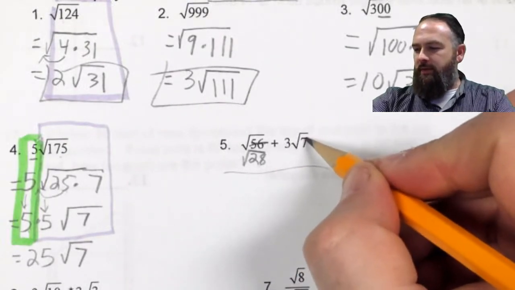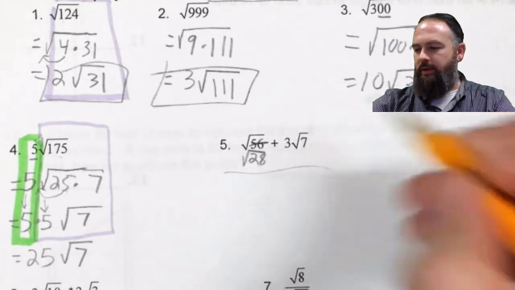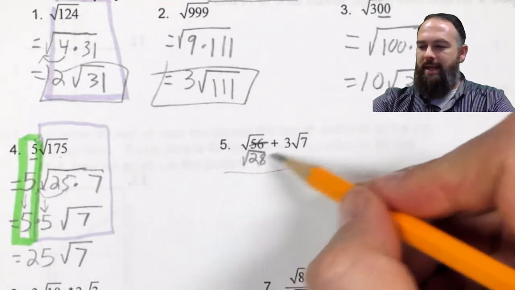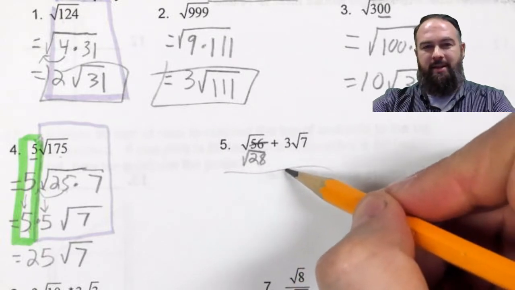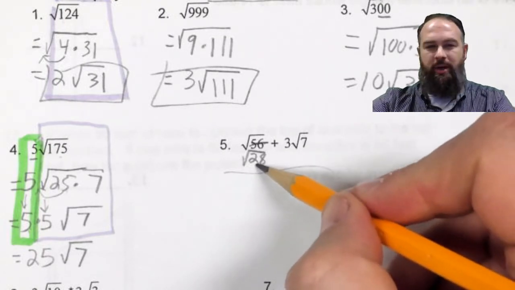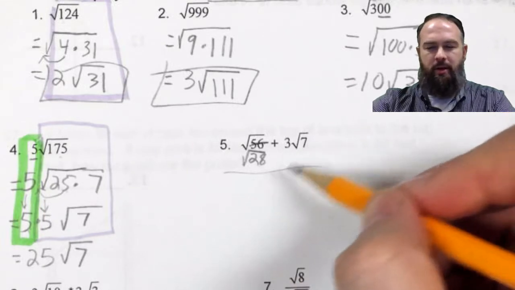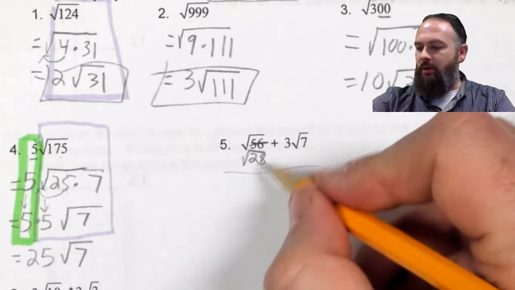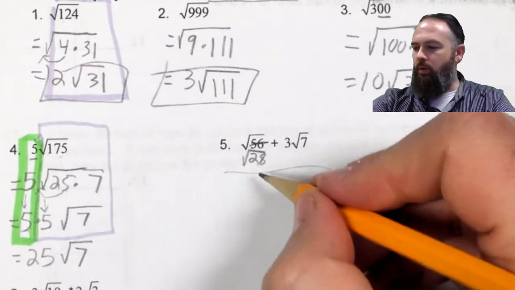This 7 is prime, so we can't do anything with it. This 28 right here can be reduced. And remember, we can't add two radicals until they have the exact same radicand. So this 28 and this 7, they're not going to mix together like oil and water. Well, we can reduce this 28. So let's do the exact same steps we've all done before.